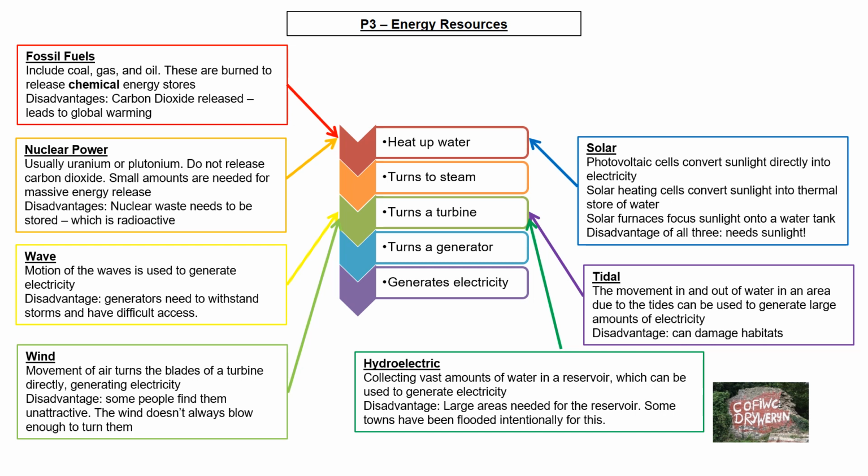We've also got solar furnaces, which focus sunlight onto a water tank to, again, heat up the water, turn to steam, turn a turbine, turn a generator, generate electricity. The disadvantage of all three of these is that you need sunlight. So imagine a time of day that this would not work. Perhaps when it gets a little bit darker, when we kind of need some more electricity.